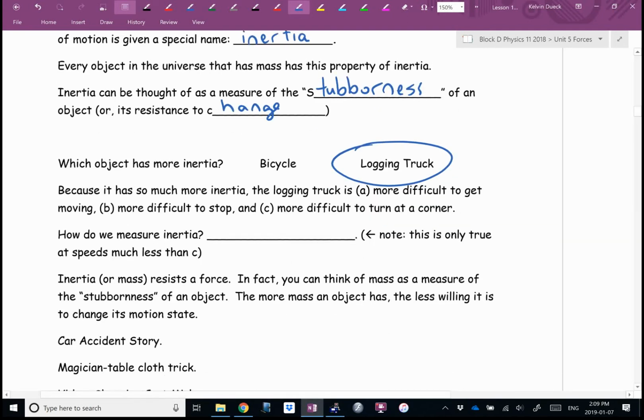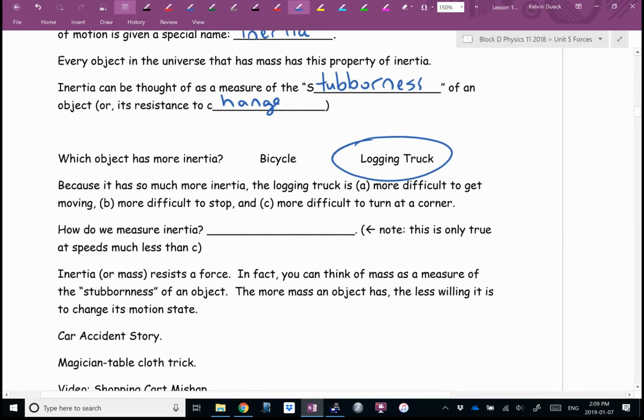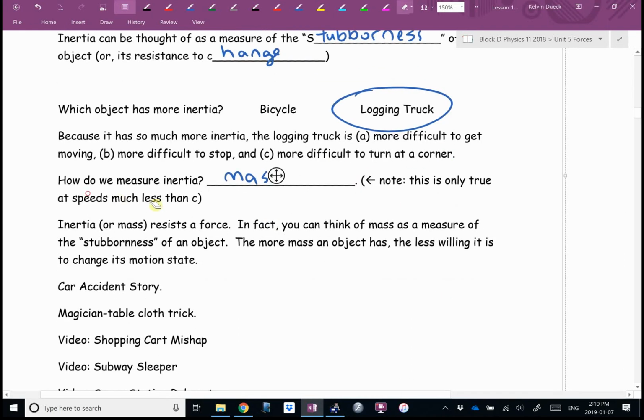How do we measure inertia? I'm going to treat inertia as the same thing as mass. This is not quite true. Pause. I'm going to be a bit fussy. I'm going to treat inertia and mass as the same thing. They aren't technically. When I told you that when you speed up, Einstein says mass increases, what he really was saying was inertia is increasing because you have a bigger and bigger resistance to acceleration. Okay? So this is only true for speeds much less than the speed of light, but we're going to be staying there.